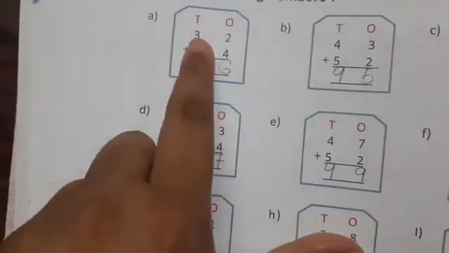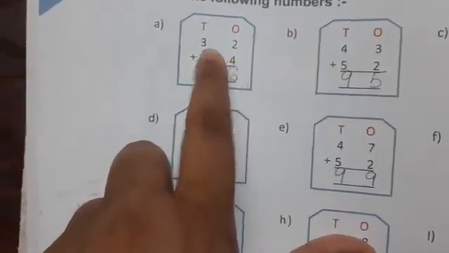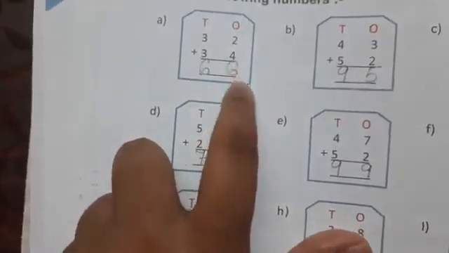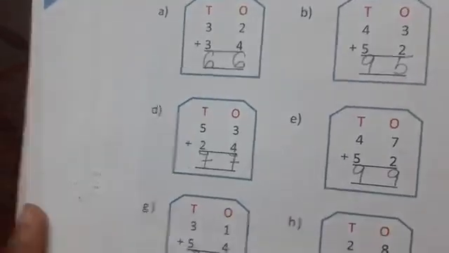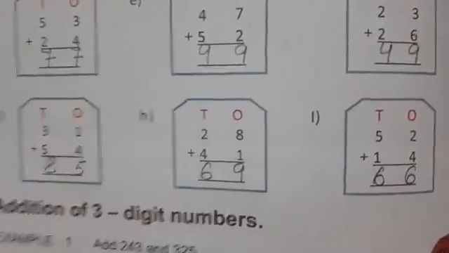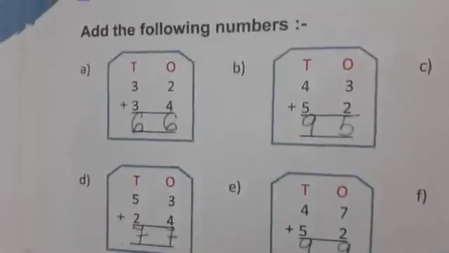I have already done it, so I am showing you some examples. 32 plus 34. How much are we getting? 2 plus 4, we got 6. 3 plus 3, we got 6. That is 66. So see children, I have done everything, but you will do it in the book as well as in your maths copy.